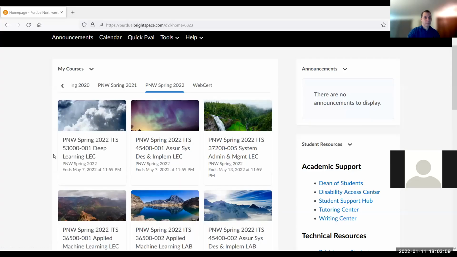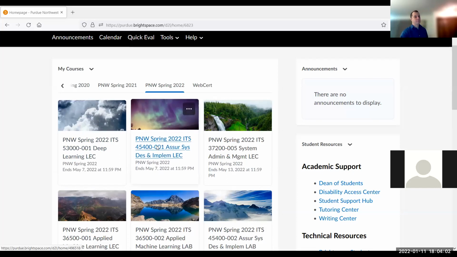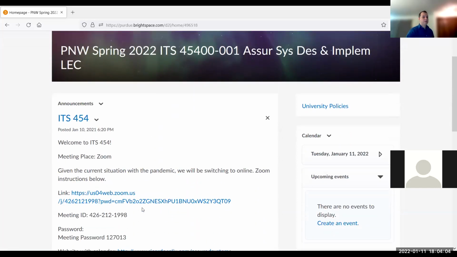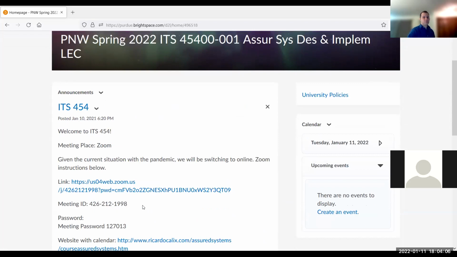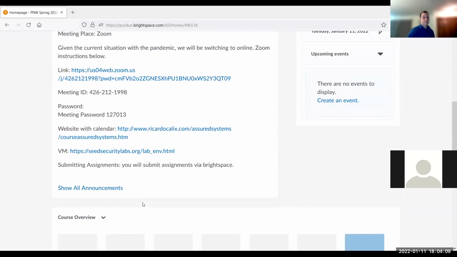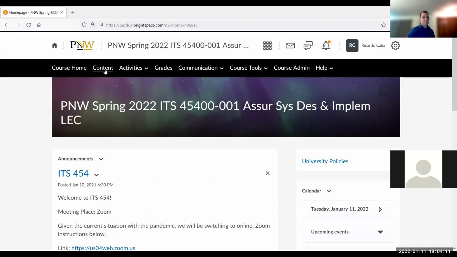Okay. So let's go ahead and start. It's recording and everything should be there. So let's take a look at Brightspace first. This is your course 454, and here are the welcome message, the Zoom instructions and everything. So you can take a look at that. Most of the materials will be under content.